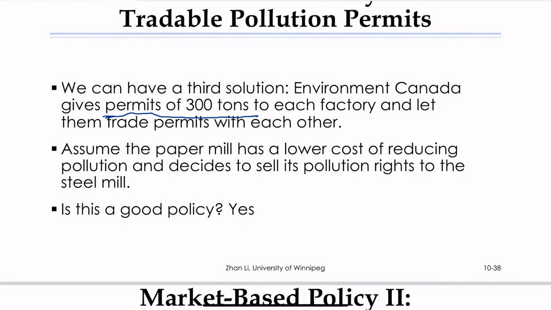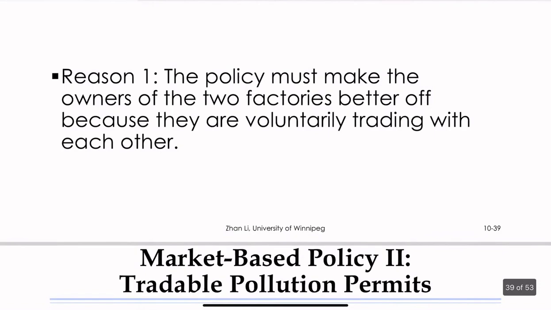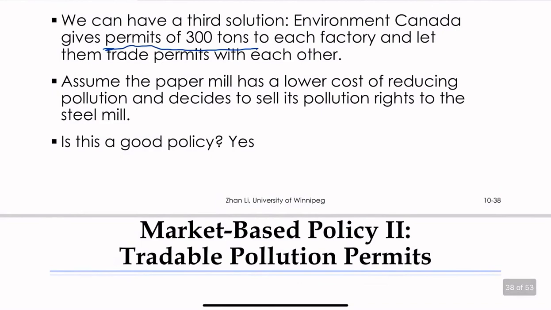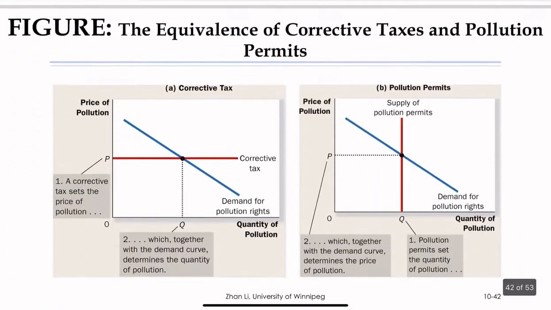So in this case, if we continue to assume the paper mill has better clean technology and the steel mill still has worse clean technology, then you can imagine that instead of using up all the permits, the paper mill may just want to use its better technology to reduce the pollution, and then it could sell these permits to the steel mill, right? Now, why is this a market-based approach? Well, the reason is because you can imagine that in the end, these two approaches will generate the same result. So let's see how this actually works.